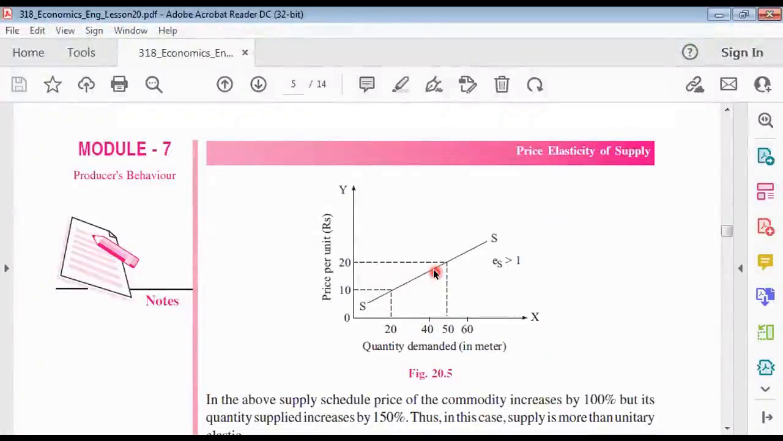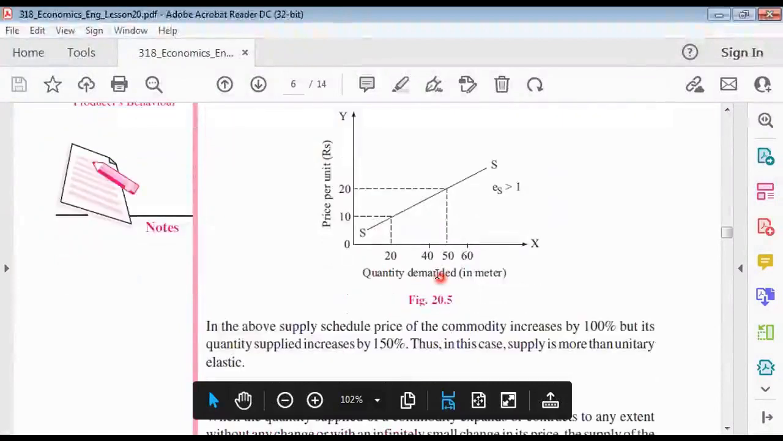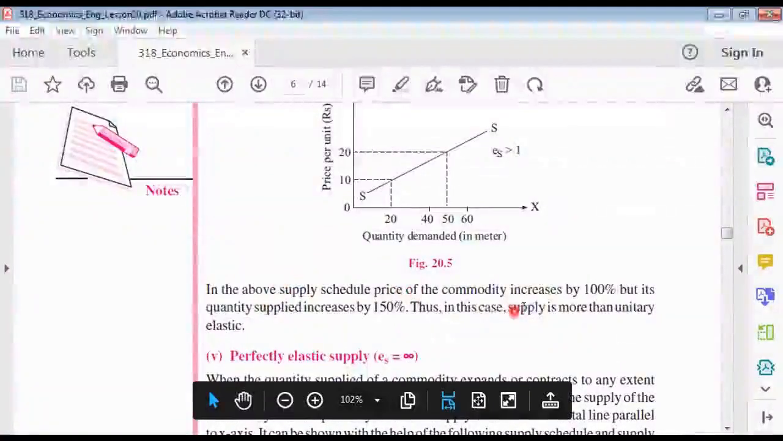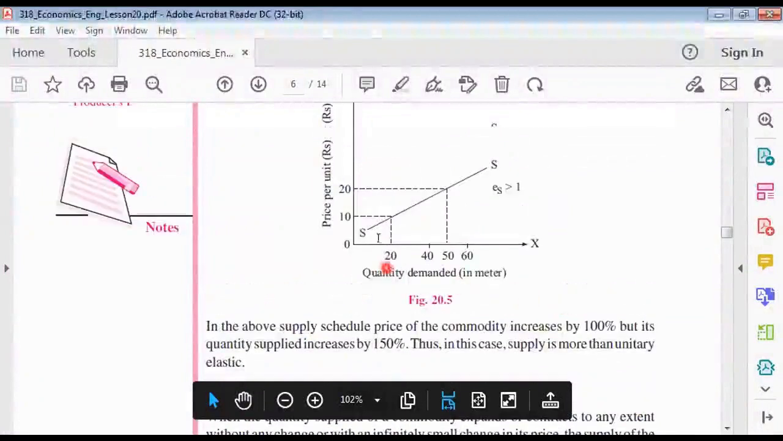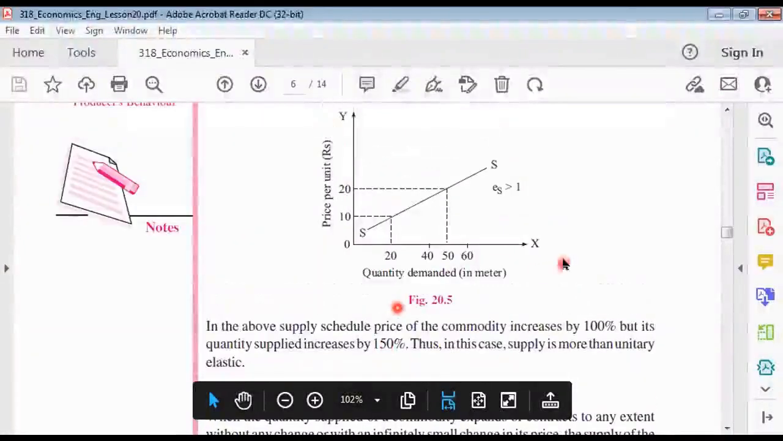Here, the price elasticity of supply is greater than 1. That is why what you see is a flatter supply curve. And percentage wise, if you apply the formula, in the above supply schedule, the price of the commodity increases by 100%, 10 to 20, exactly 100%, but its quantity supplied increases by 150%. So 150% divided by 100% is 1.5, greater than 1.